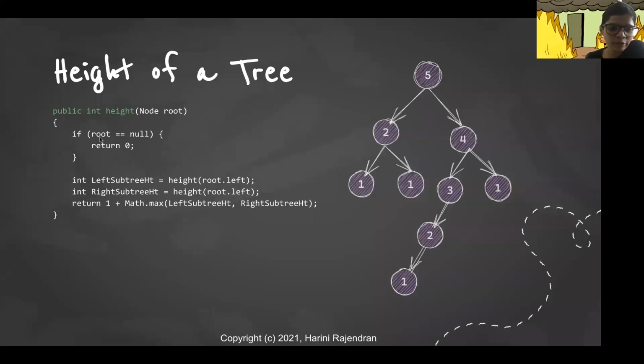Whereas if the root is not null, then the height of the tree is nothing but recursively calculate the height of the left subtree, recursively calculate the height of the right subtree, take the maximum value of it and add 1 to it and return it. Then that would be the height of this particular tree.